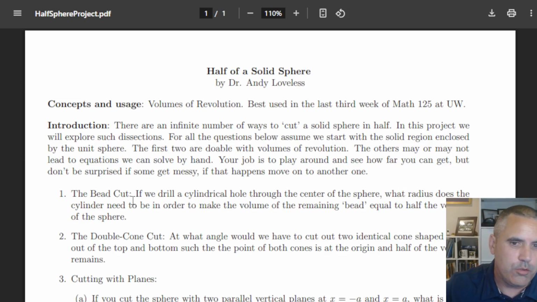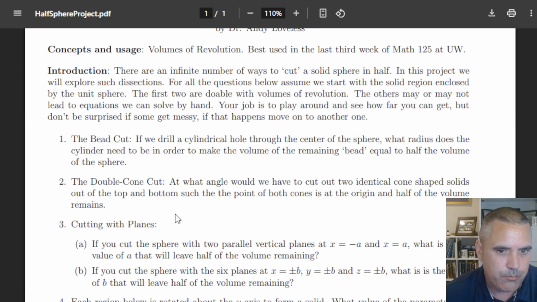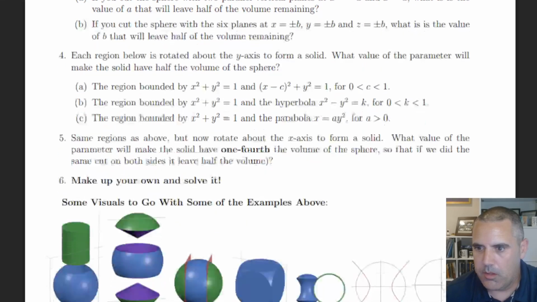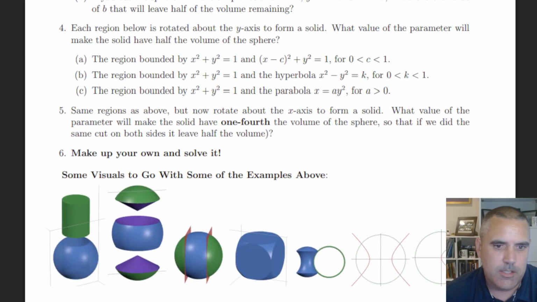If you're going to drill a hole directly through the center of a sphere, how could you do that so that exactly half of the volume remains if you cut it with a cone? Some interesting ones are these planes. Can you cut it with two planes, two equally spaced vertical planes, so that the volume of the blue there in the middle is equal to the volume of the green on either side?